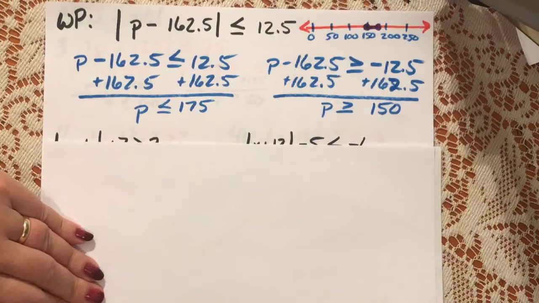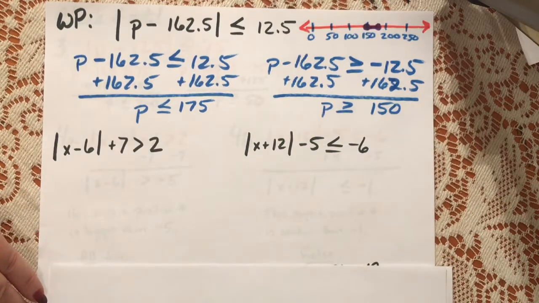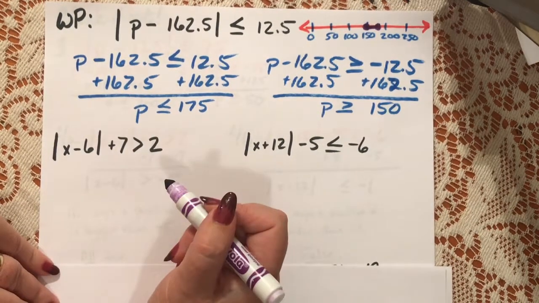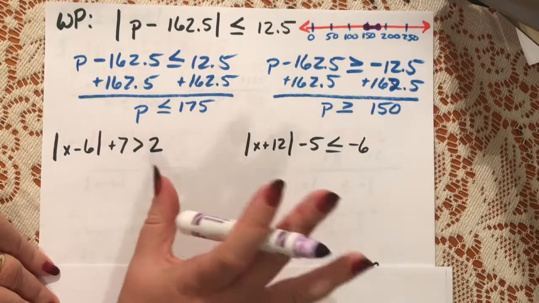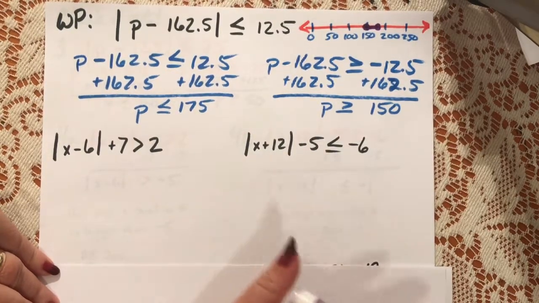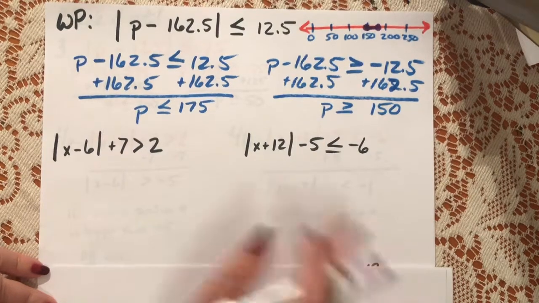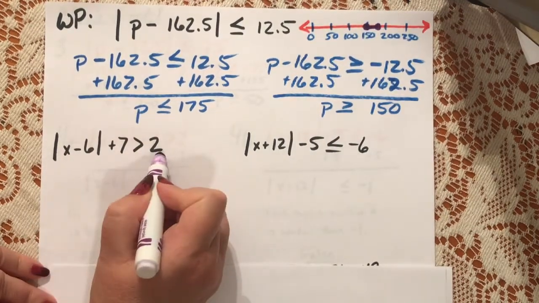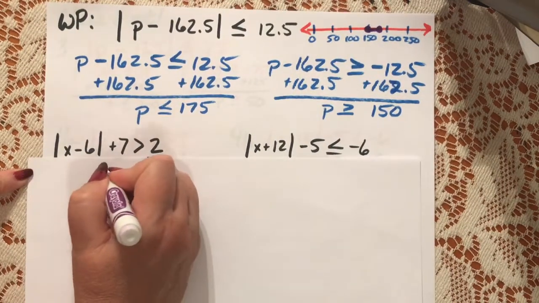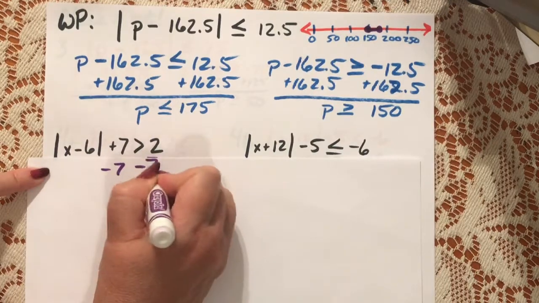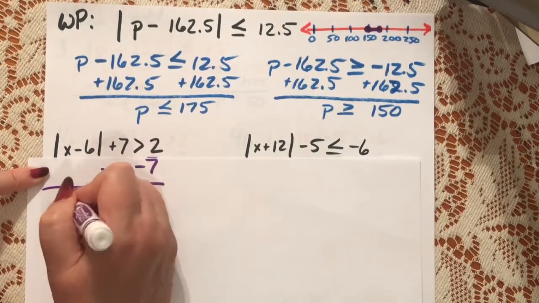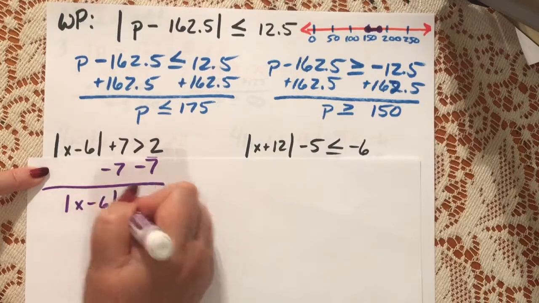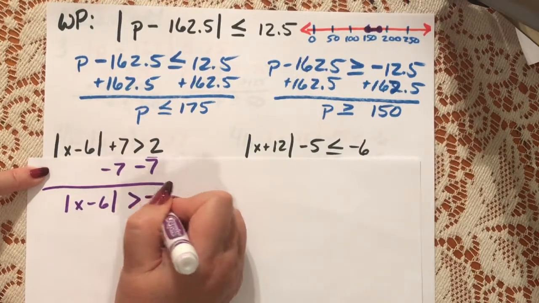Then we have special cases with absolute value. And so again, we're looking for the times when all numbers work and the times when no numbers work. So we are going to solve this as usual. So the first thing I'm going to do is subtract 7 from both sides, and I have the absolute value of x minus 6 is larger than negative 5.